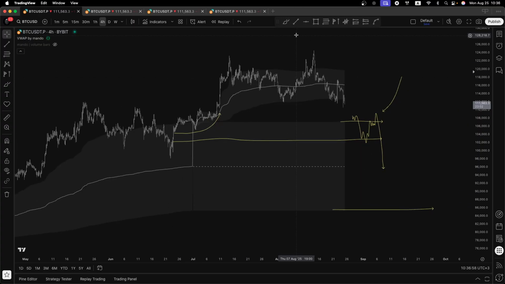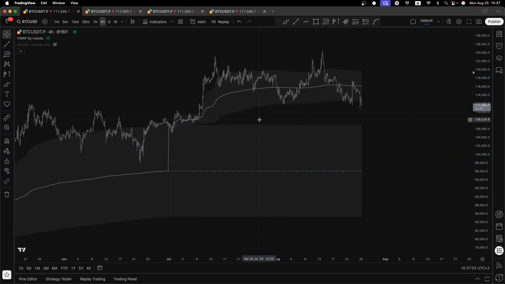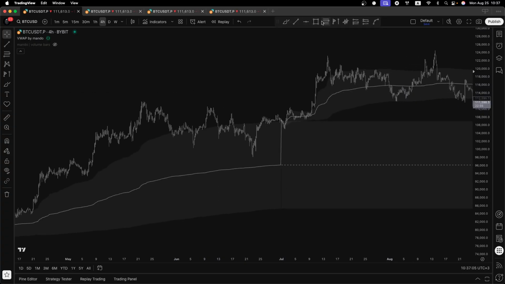Now along previous quarter value, we also have a pretty important value around these levels right here.